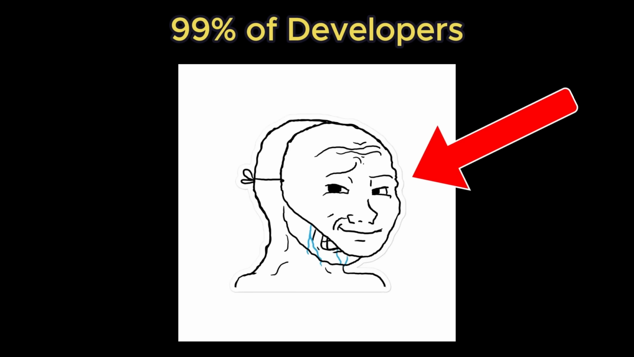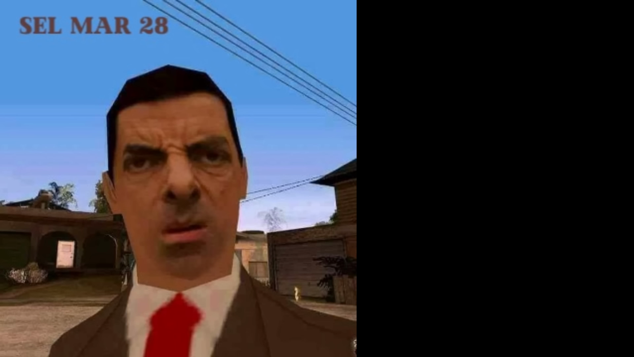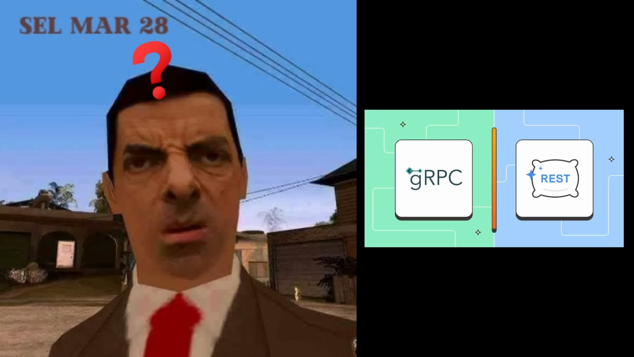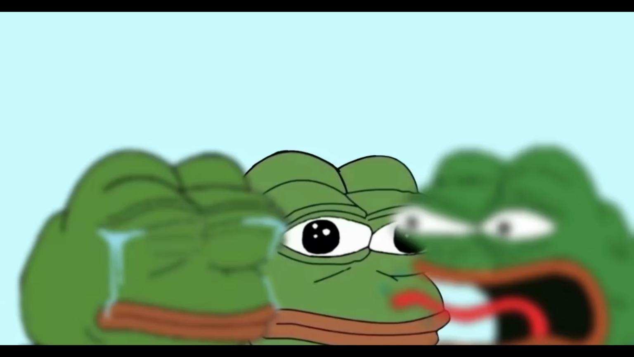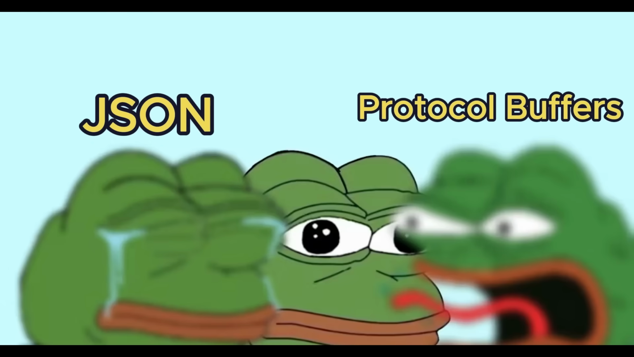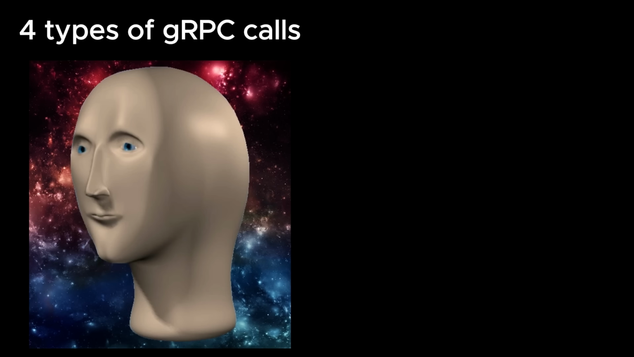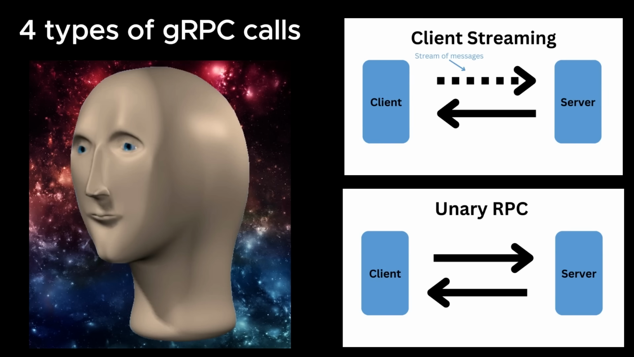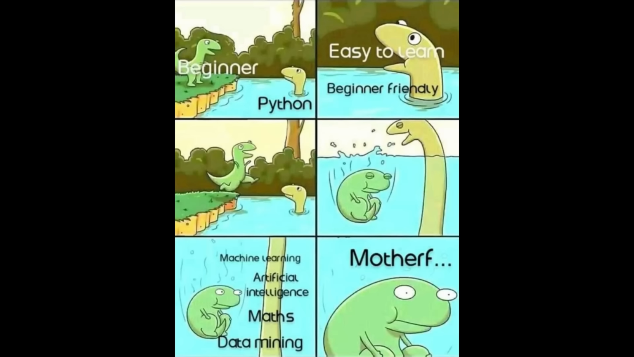99% of developers don't get gRPC. Many can't even begin to explain the advantages of gRPC over REST APIs. Knowing the difference between JSON and protocol buffers is table stakes, and it simply does not cut it. And understanding the 4 types of gRPC calls like unary, streaming, etc. is the bare bones expectations in 2025 for every competent entry-level engineer.